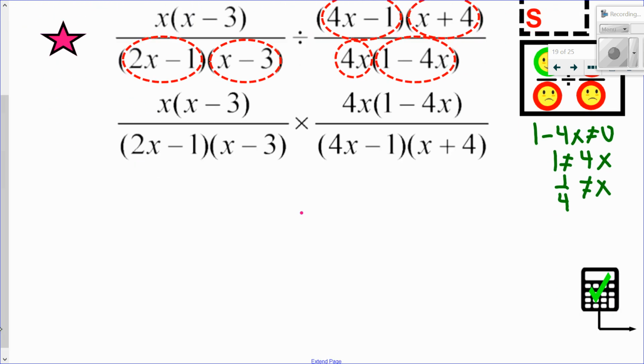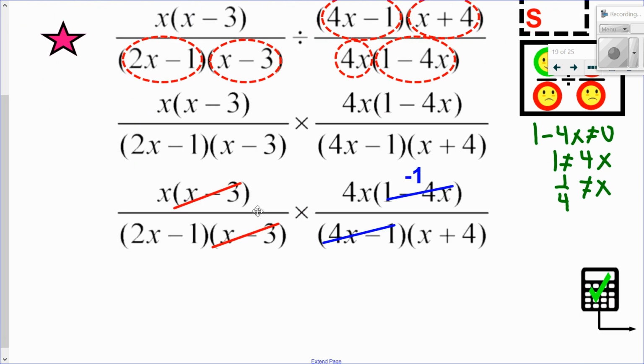Removing common factors, I have x minus 3 common to the numerator and denominator. And look in the blue here, I have same but opposite: 1 and -1, negative 4x and 4x. Those are same but opposite, so they simplify to be -1. Put the negative in the numerator. So I have x times 4x, which is 4x squared, times -1, which is negative, all over (2x minus 1) times (x plus 4). And I'll leave everything in factored form.